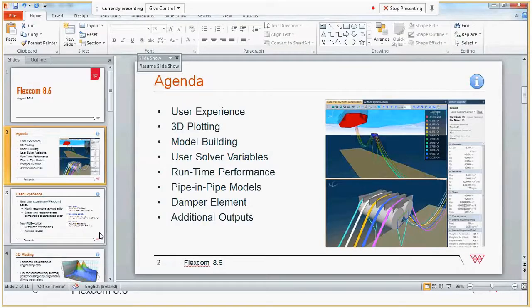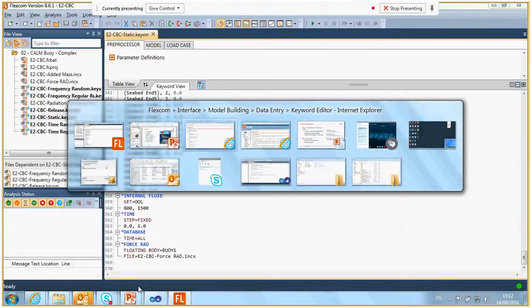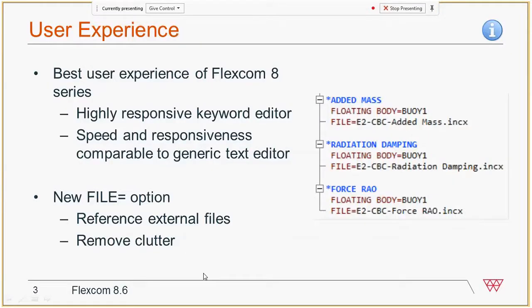Back to my presentation. Okay, so user experience: a faster keyword editor, and also we have some keywords now which reference external files, which makes the main keyword file much smaller and more compact. Does that make sense to everybody, or does anybody have any questions on that? Okay, I'll proceed on the basis that we're okay on that topic. As I said, we can have a Q&A session right at the end anyway with more detail.